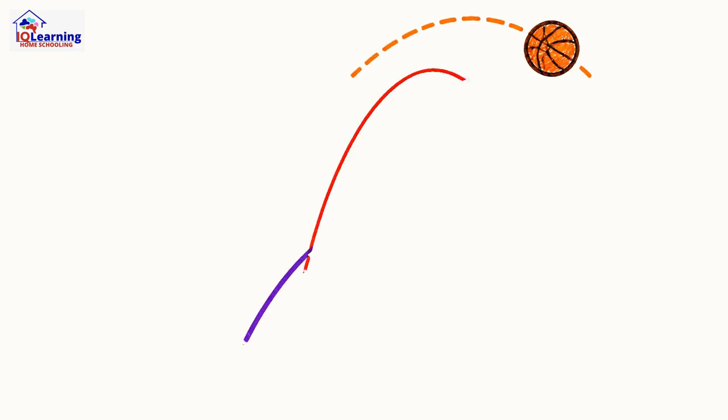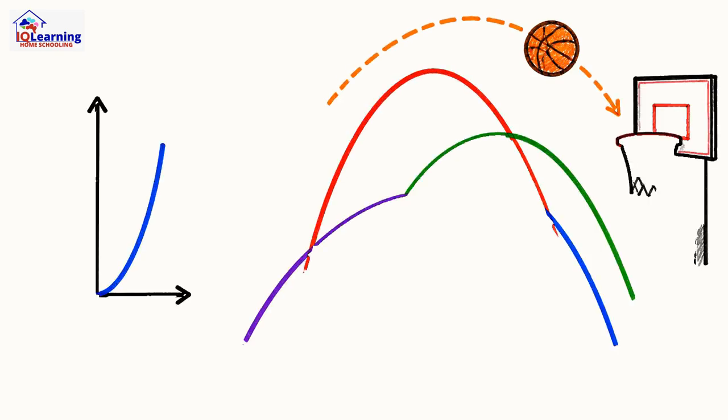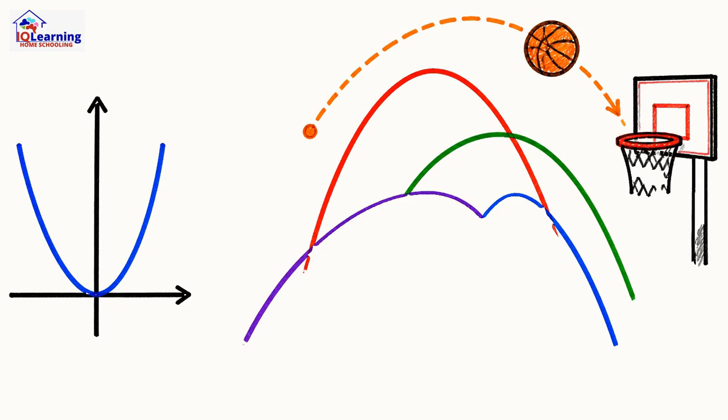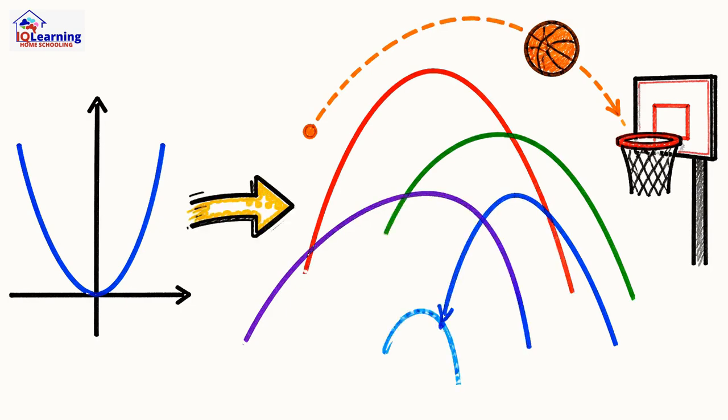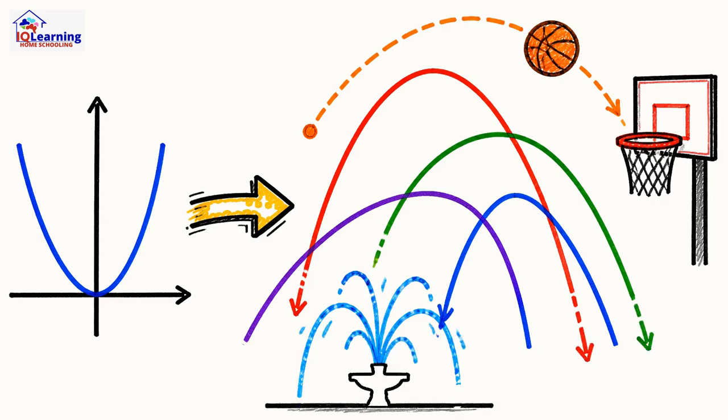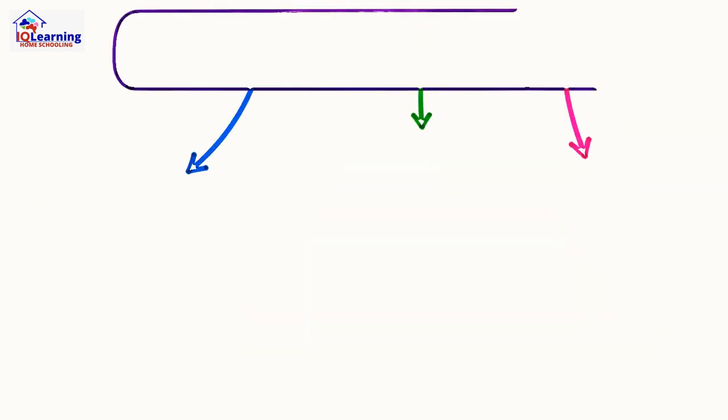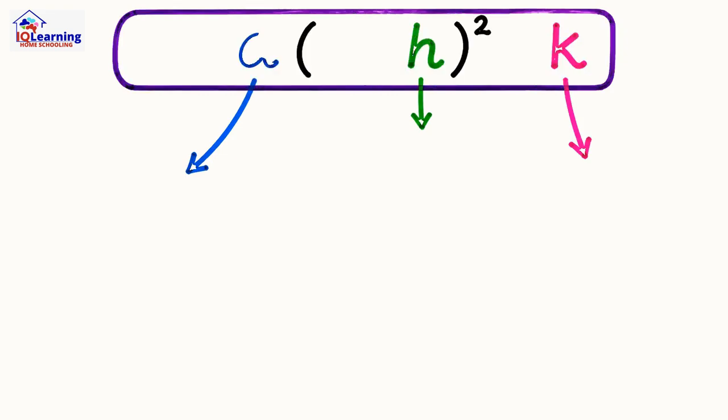Think about the arc of a basketball shot or the spray from a fountain. Those are parabolas. But they aren't the simple y equals x squared you learn about first. They're shifted, stretched, and moved. In math, we call these changes transformations. The goal is to take that basic parent graph and treat it like digital clay, molding it to fit any situation. We do this with a single, powerful master formula.